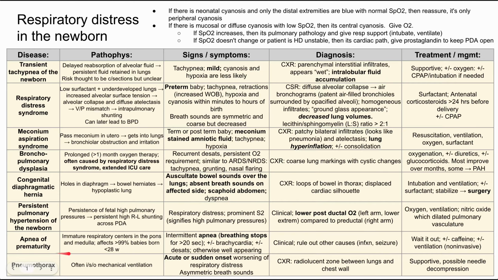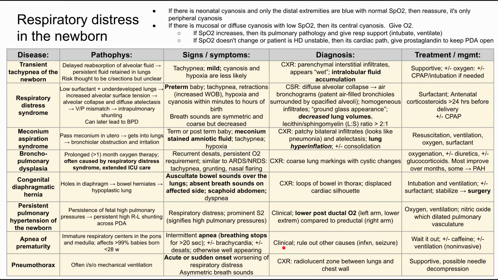Next, apnea of prematurity. Almost done. We've got two left. The pathophys of apnea of prematurity is immature respiratory centers in the pons and medulla. Essentially, the brain is not fully developed, and the baby doesn't know how to breathe on its own yet. This affects a lot of babies that are born premature, something like 99% born before 28 weeks. Baby will have intermittent apnea where it stops breathing for at least 20 seconds. They can also have bradycardia, DSATs. Otherwise, they'll be a normal preterm baby.